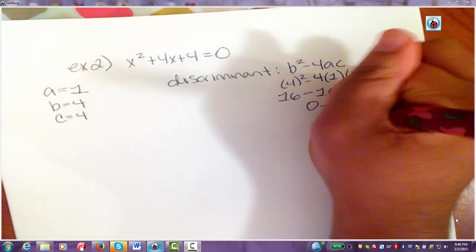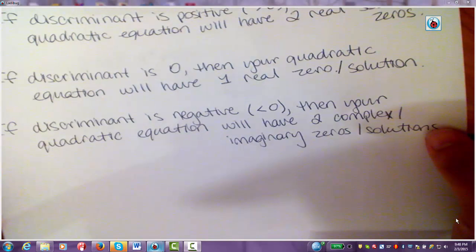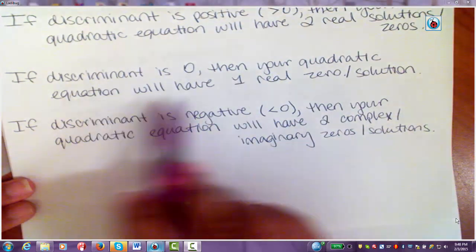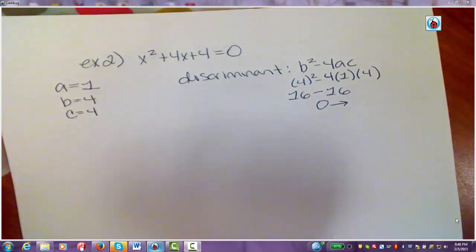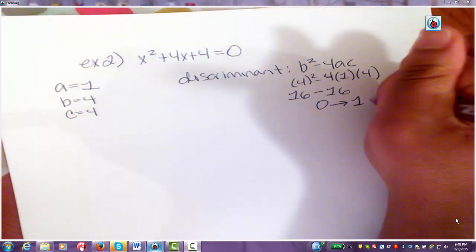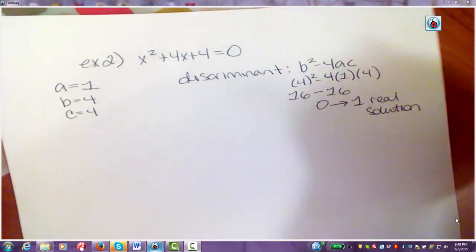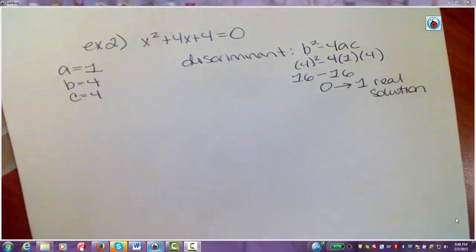So if you remember from your notes, if you don't, feel free to look back, but if your discriminant is 0, then your quadratic equation will have one real solution. So since our discriminant is 0, we can expect one real solution. So now let's solve using the quadratic formula.